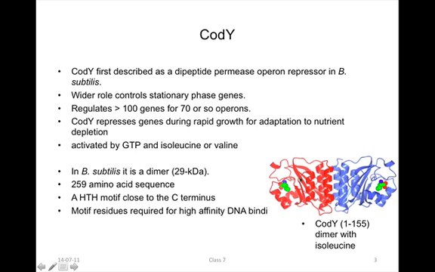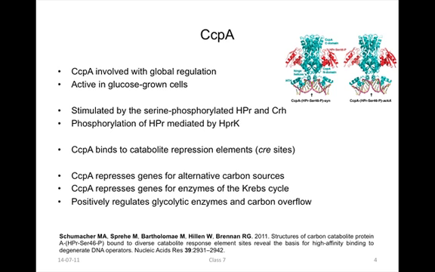And in this protein structure, what you have is an isoleucine bound inside of the protein. Also, a motif is required for this DNA binding protein. Like most transcription factors, they require an inverted repeat or a palindrome to have this activity. CcpA is involved in global regulation, and it's the catabolite repressor. It binds locations on the genome called CRE sites, the catabolite repression elements, CRE.